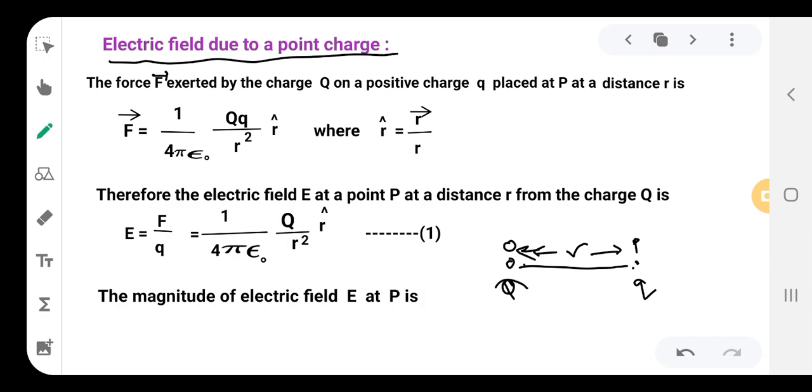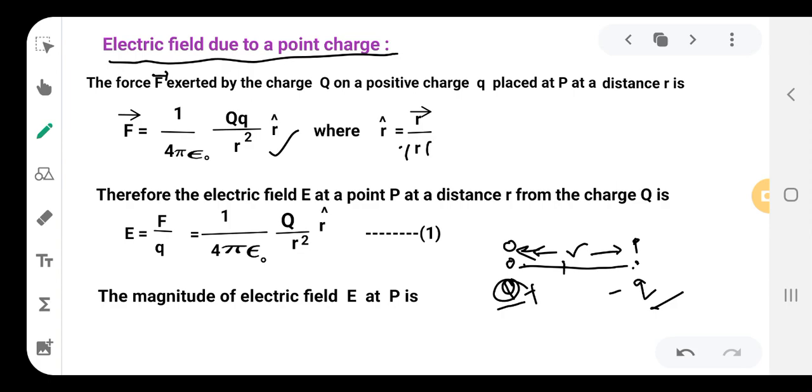Now the force exerted by the source charge on the unit positive charge, from Coulomb's law, direction is taken into account. If the charges are unlike, it will be an attractive force. If they are like charges, then it will be a repulsive force. Now F equals 1 upon 4 pi epsilon naught, Q times small q by r square, r cap. Here r cap is the unit vector, given by r vector by modulus of r.